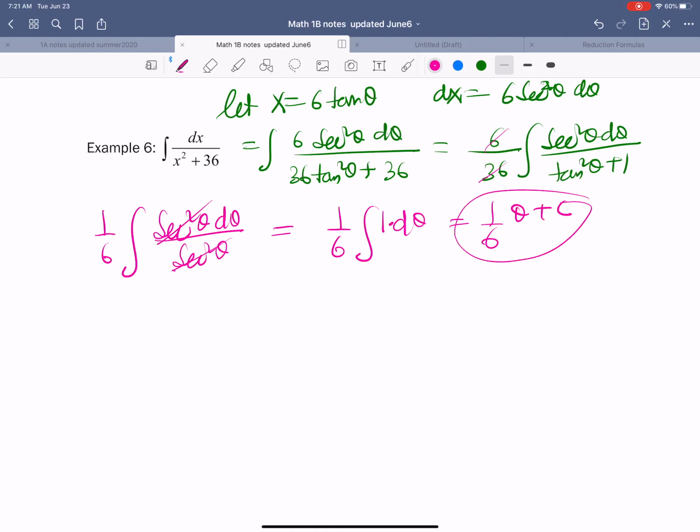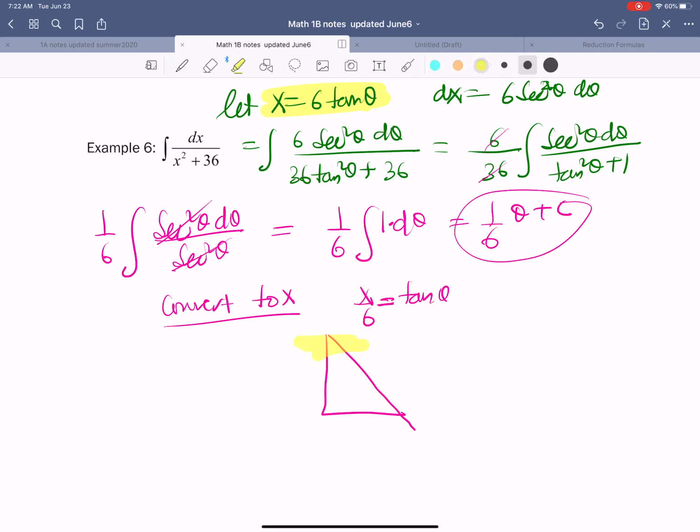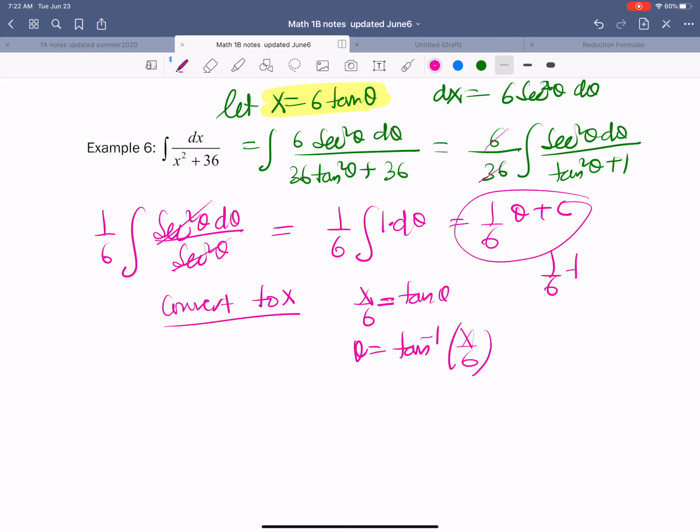We have to go back to the x's, again convert to x. X over 6 is tangent theta because in the beginning we did call x as 6 tangent theta. And actually we don't even need to draw the triangle in this case because I can clearly see from here, I can say theta is tangent inverse x over 6. So I'm going to plug it in there. 1/6 tangent inverse x over 6 plus c, and that's it. That's what our integral simplifies to.